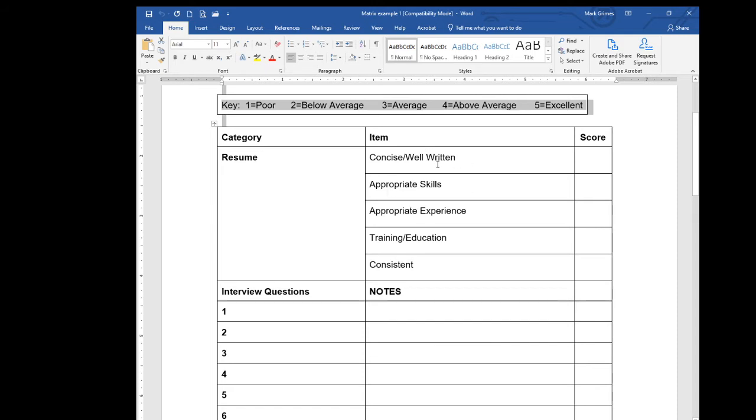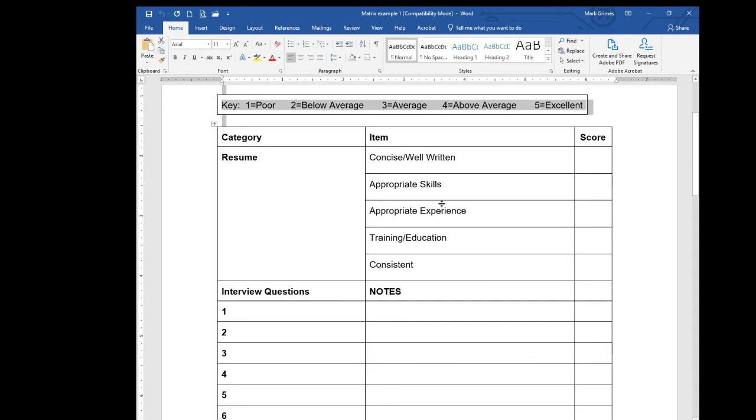That could make the difference between two candidates. Having the appropriate skills, having the appropriate experience, having the training and education, having a resume that's consistent throughout. So I think maybe aesthetics or something like that, style and formatting, is important. And they're going to rank each one of these things 1 to 5.